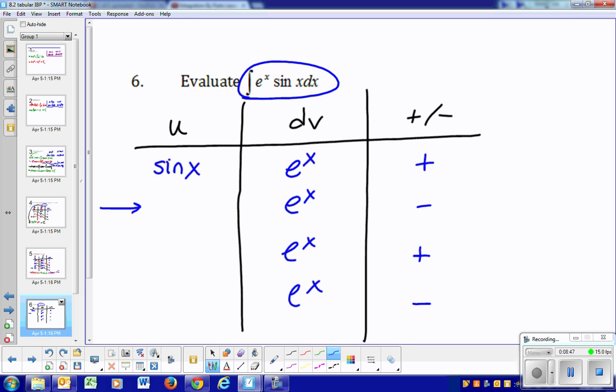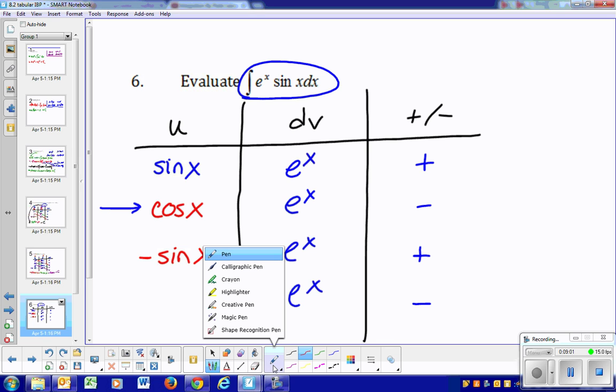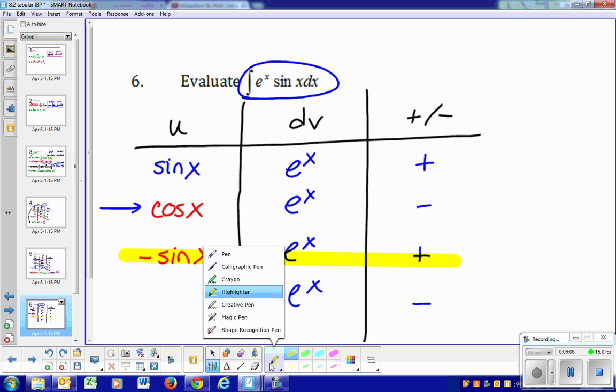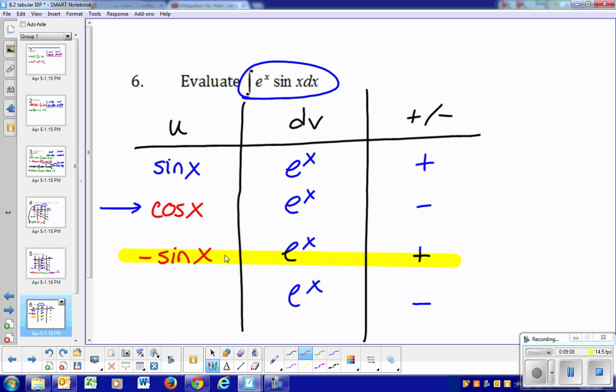So let's fill in our first column. Sine has a derivative that is cosine. Cosine has the derivative negative sine. I think I already found the thing that I was watching for, which is this row. Okay, that row of writing has the same elements as my original integral does. So that is going to be where I can stop in this case, believe it or not.